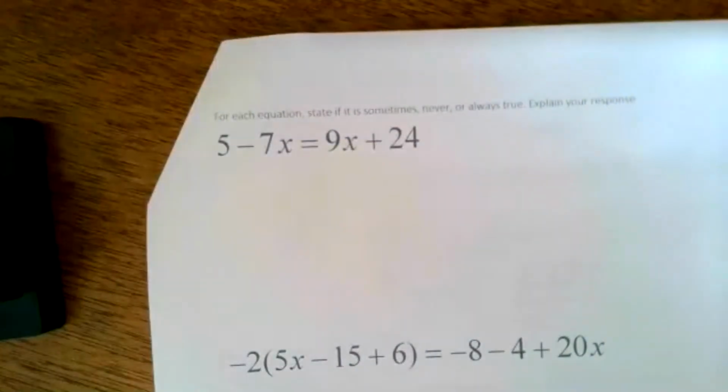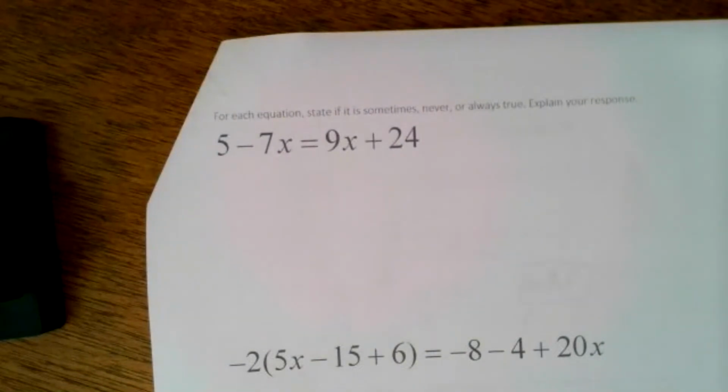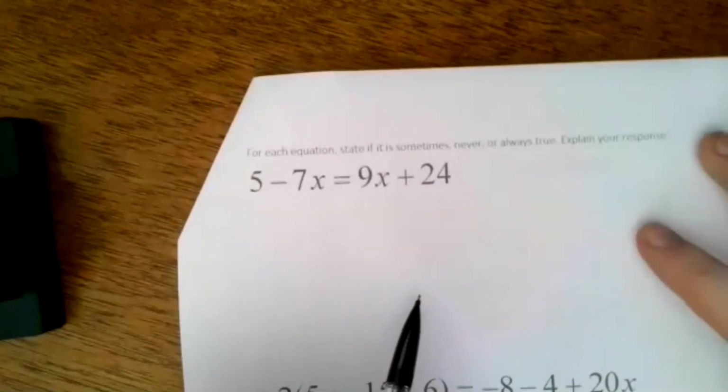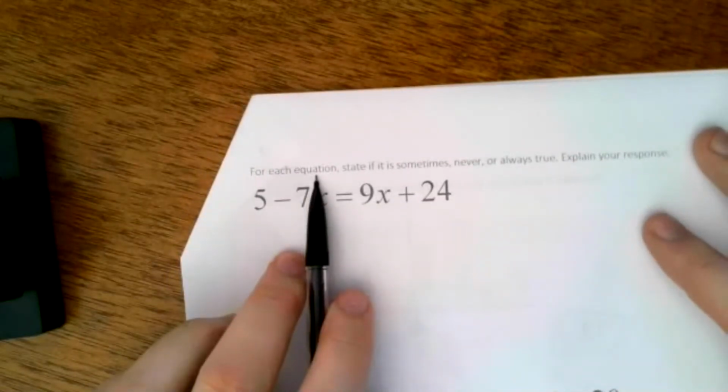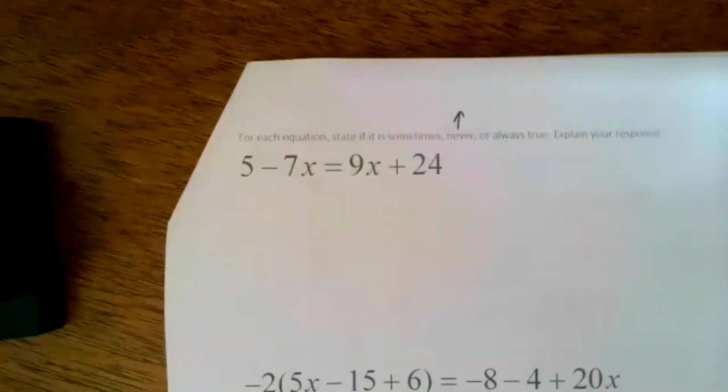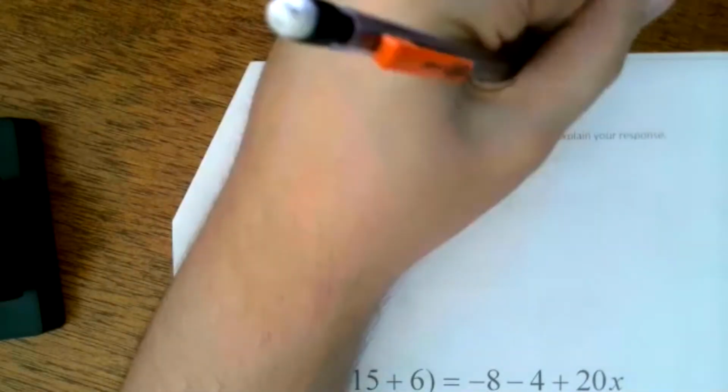Okay. So for the last page here, it says for each equation, state if it's sometimes, never, or always true, and then explain your response. So before we go into this, what do we call an equation that is never true? So I'm going to start with the never. What special term do we have for something that's never true for an equation? Contradiction. Yep, that's a contradiction. What about something that's always true? Identity. Yep. So that's an identity.